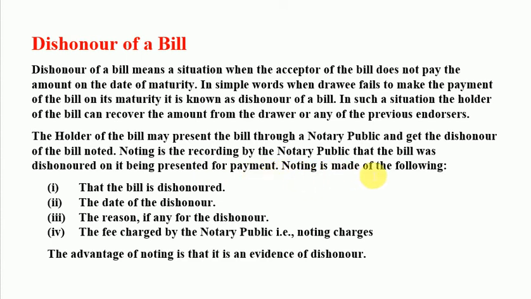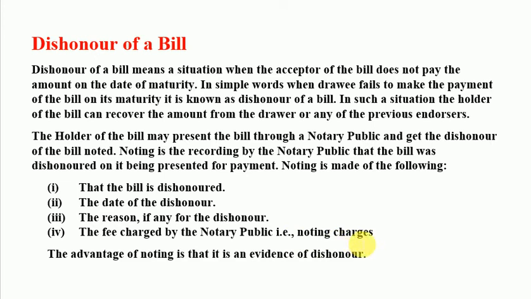Now, noting is made of the following. What are the points which should be included in noting? These are the points which are included whenever the noting of a bill is made. Number one, that the bill is dishonored. Number two, the date of the dishonor of the bill. Number three, the reason, if any, for the dishonor. Number four, the fee charged by the notary public, that is noting charges.